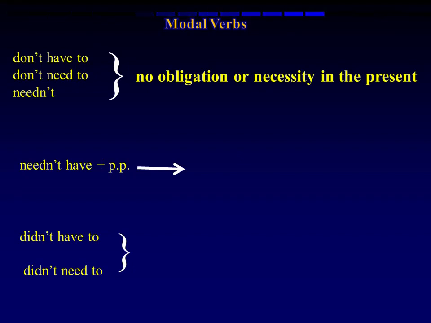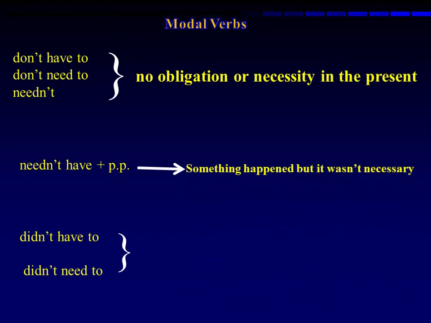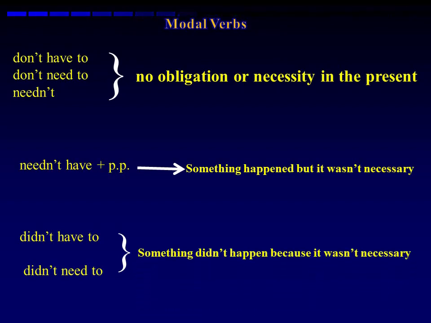What about needn't have plus past participle of the verb? We use this expression to talk about what? Something happened, but it wasn't necessary. But in fact, it happened, but it wasn't necessary. What about didn't have to or didn't need to? We use didn't have to or didn't need to talk about something which didn't happen because it wasn't necessary.